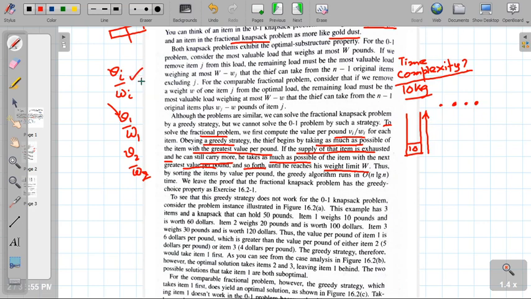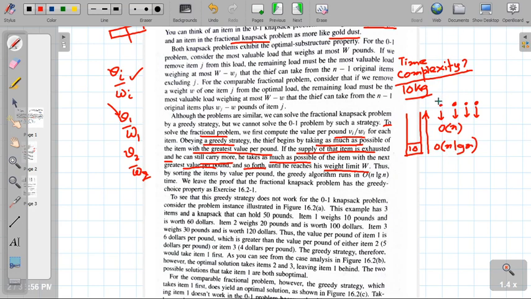For each item, first of all, you have to compute this Vi by Wi. What will be the time complexity of that? Order of n, because only one arithmetic operation, one division, you have to perform for each item. Then we can sort it in order of n log n time.